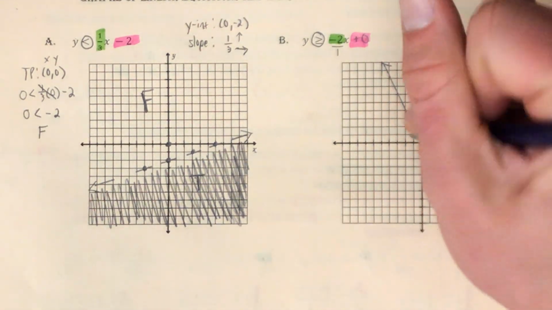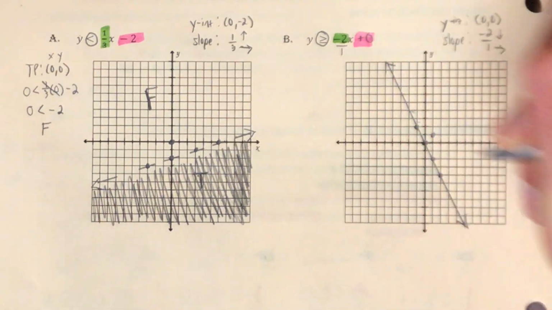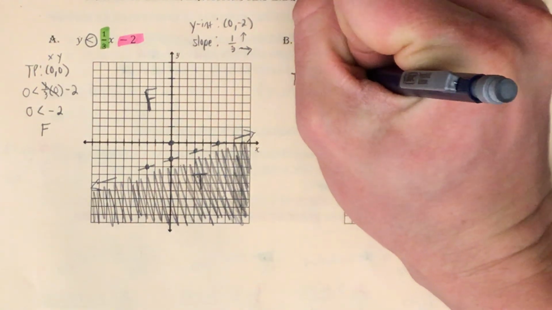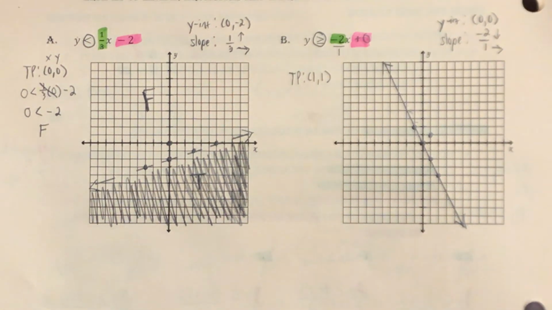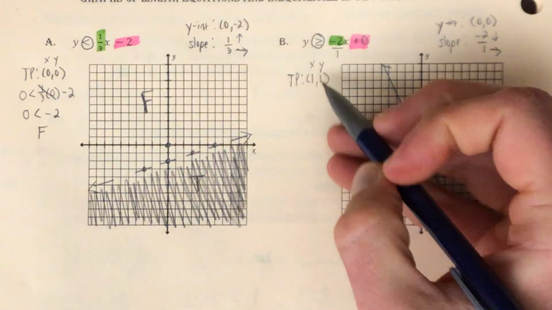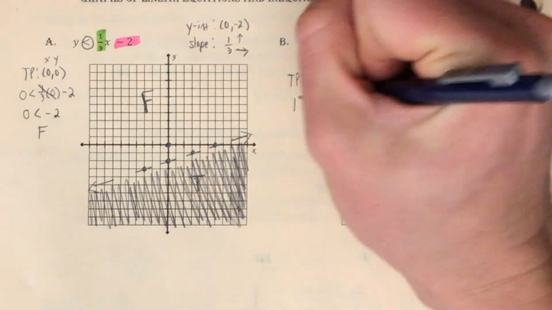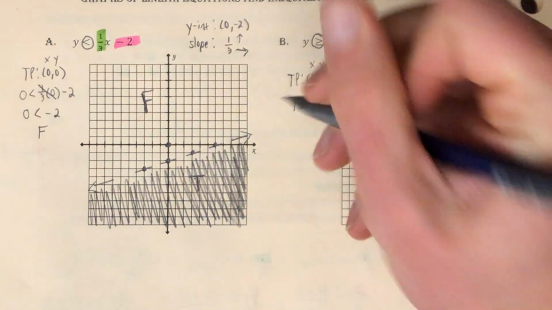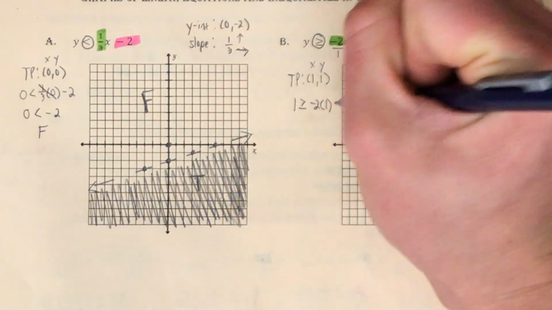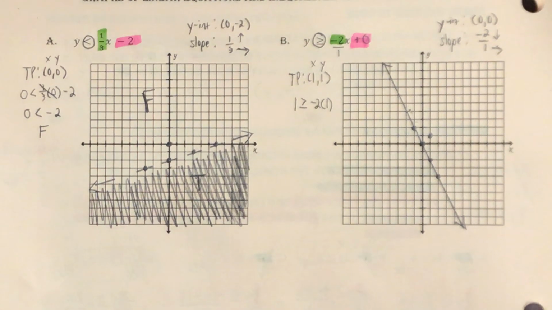So I'm going to use the point 1, 1. Now again, you could use any point that's not on the line. I'm choosing to use the test point of 1, 1, so I'm going to write that up there. Then I'm going to plug those numbers in for the x and for the y. So in for y goes 1, which is greater than or equal to negative 2 times x, which again is 1. And the plus 0, I'm not even going to write that because it wasn't a part of my original inequality.